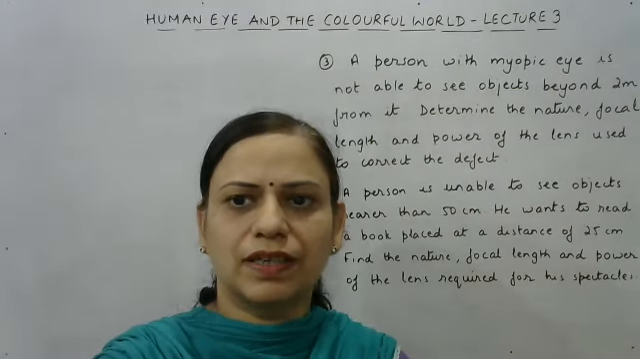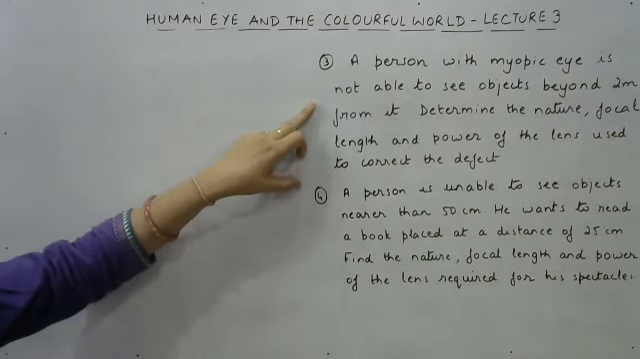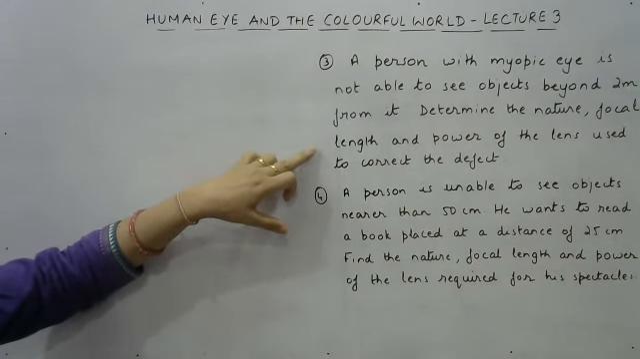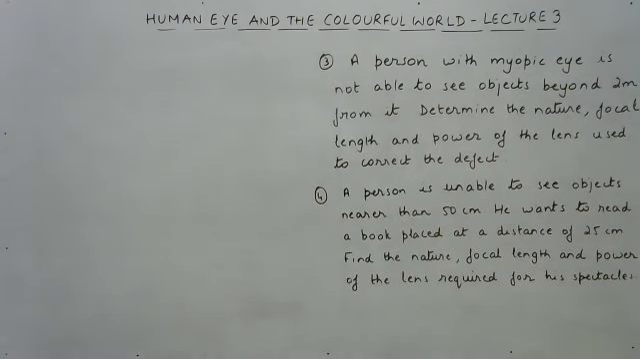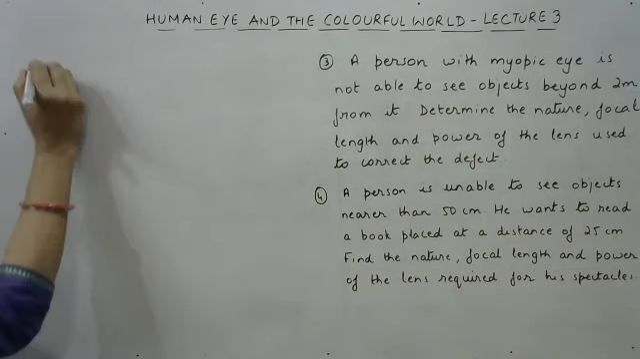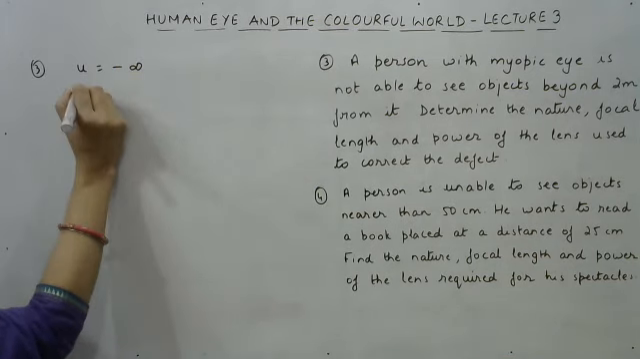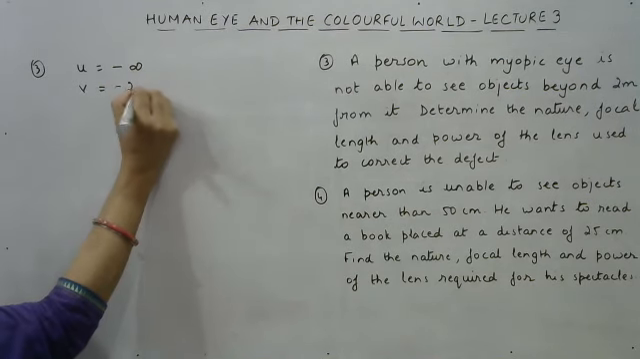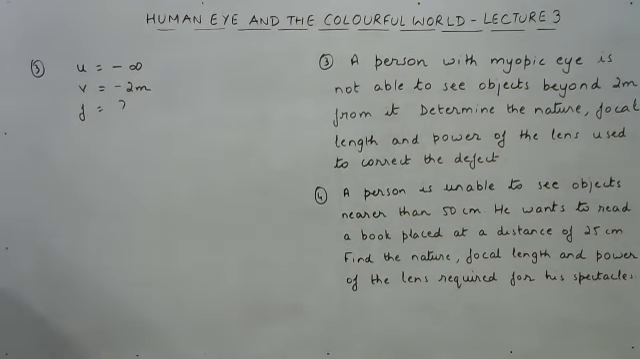So the third question is, a person with myopic eye is not able to see objects beyond 2 meters from it. Determine the nature, focal length and power of the lens used to correct the defect. So this question is exactly like the first question that we took up just now. In this case, u will be minus infinity, v will be 2 meters, that is minus 2 meters here, and f we have to find out.